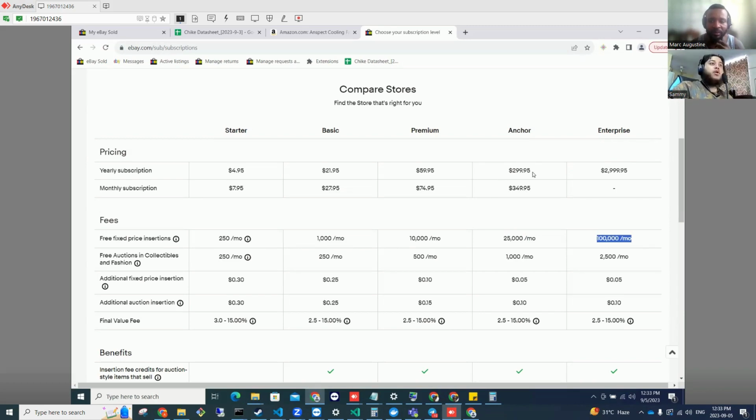Even the anchor store, in my opinion. I buy the anchor store for all my accounts, just for convenience. However, the most ideal situation, if you want to optimize your profits, is to get a yearly subscription with the premium and make multiple eBay accounts.